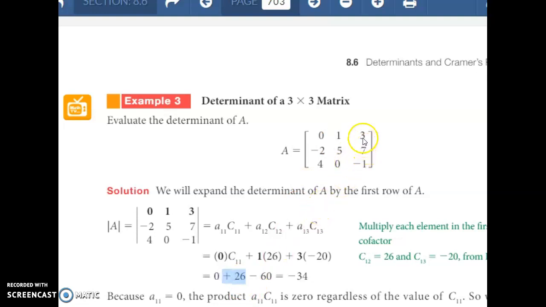And then the third one would be 3 times the determinant of these 4 here. So that's obviously 0 right here. This is 20, but it's a negative. So -20 times 3 is -60, which you see right here, and then you add the 26 and you come up with -34. What's the meaning of it?